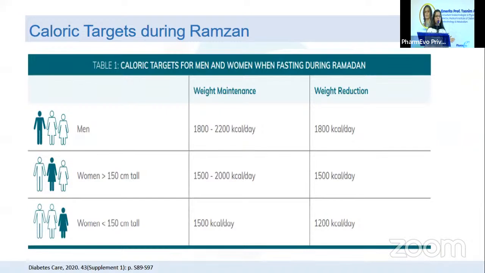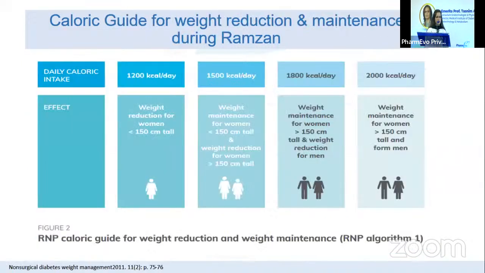For males, there is no cutoff of height, but for women, it is different for women who are more than 150 centimeter and who are shorter, less than 150 centimeter. So this is another table of caloric diet. According to this table, you can see that 1200 kilocalorie per day plan is recommended for weight reduction in women who are less than 150 centimeter tall.